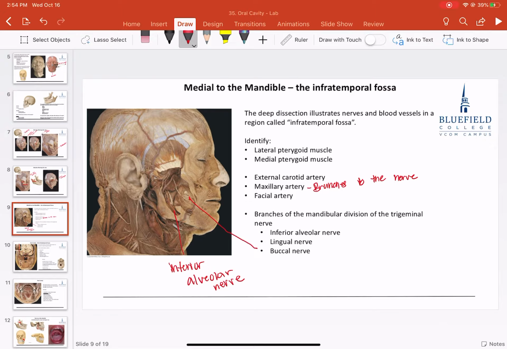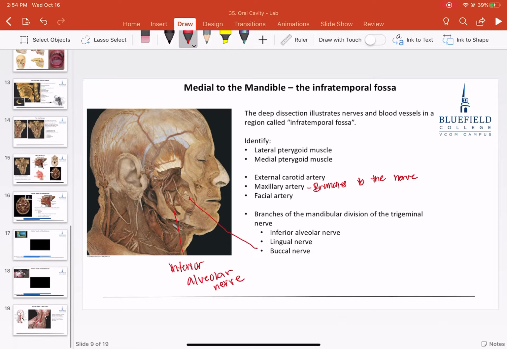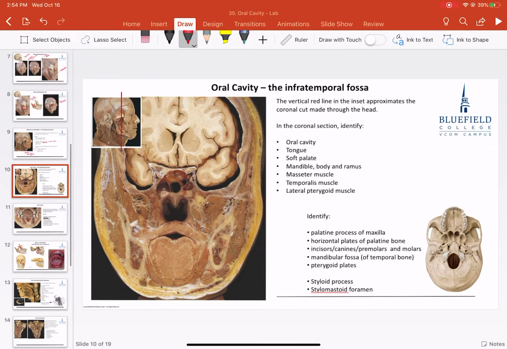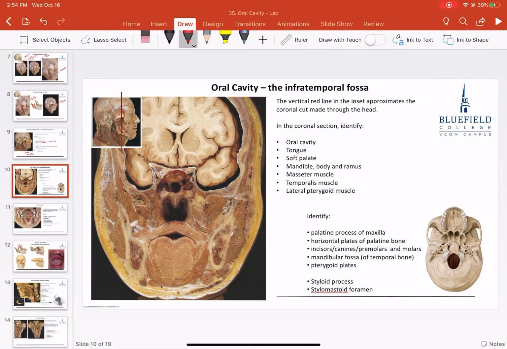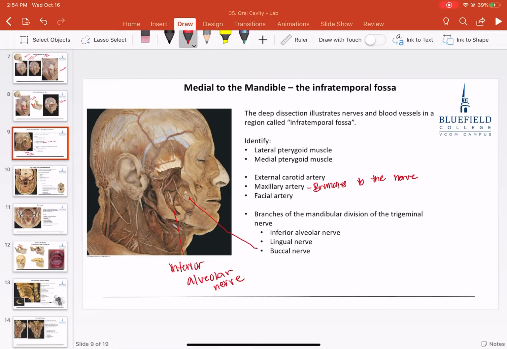Is this getting way too twisted now? A little bit? Yeah, so that's more than enough detail. I'll just let that sink in. Everybody sees kind of who's who in that dissection now? No? Yeah? Yes? Can you point out the external carotid artery again?